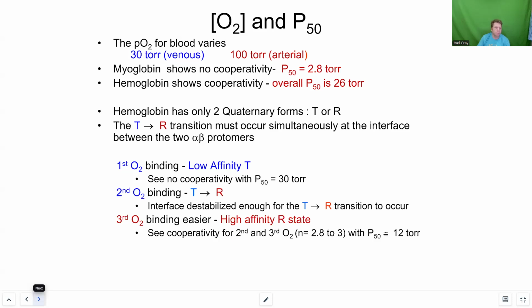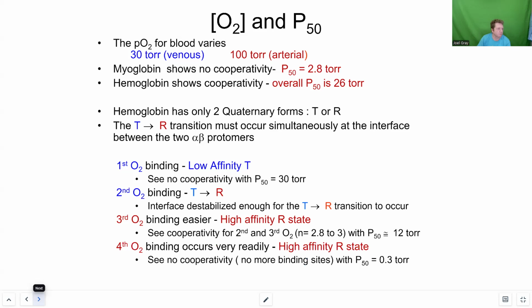The third O2 binds a little bit easier. So it's that third subunit that binds O2 where we really see that big transition, and that has a P50 of approximately 12 torr. So our P50s for each of our subunits are going down. You can think about that as the requirement in order for this to be 50% saturated. There's a higher concentration requirement for the first subunit to bind O2 than for the second, third, and fourth.